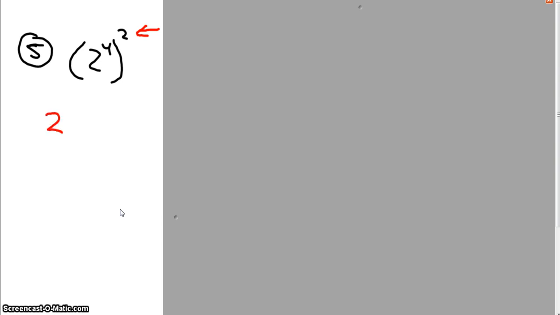Or we could do this. We could say I have 2 to the 4th. How many times? I have it twice based on that exponent, right? And since I have 2 to the 4th twice, we're now back to the product of exponents. See that? And so how many do I have? 2 to the, add those up, and it's 8. Okay, 2 to the 8.